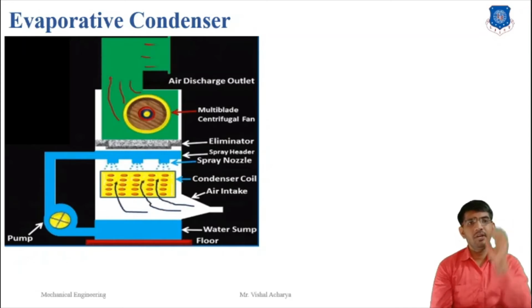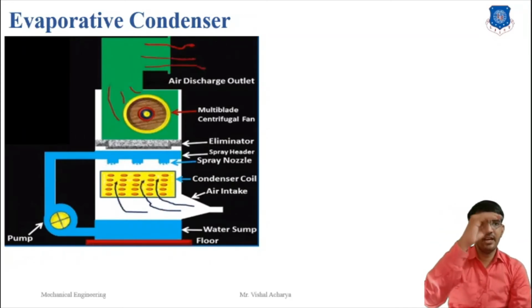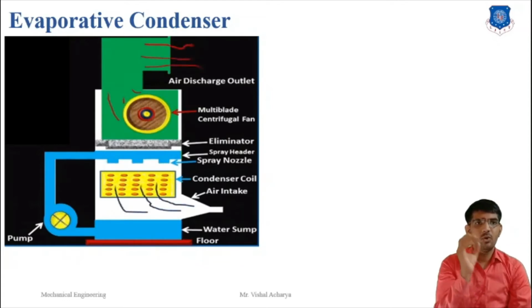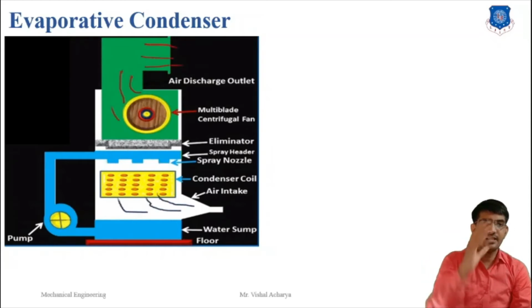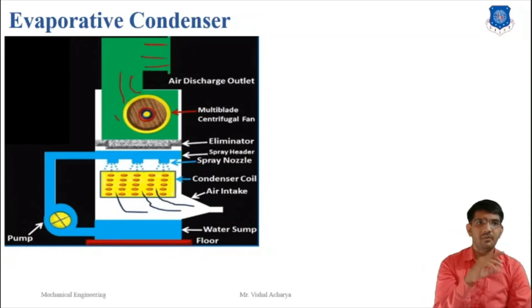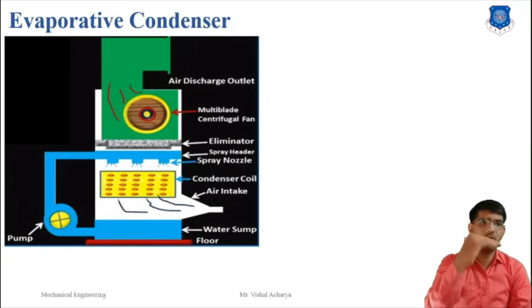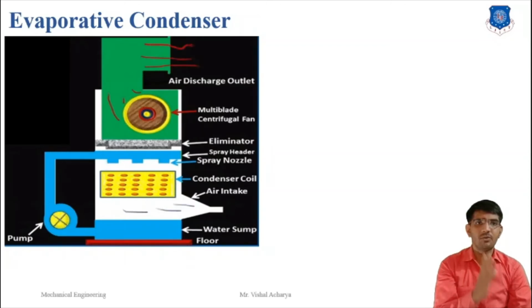In an evaporative surface condenser, the steam enters at the top of the condenser in a series of pipes over which a film of cold water is falling. At the same time, a current of air is made to circulate over the film of water.